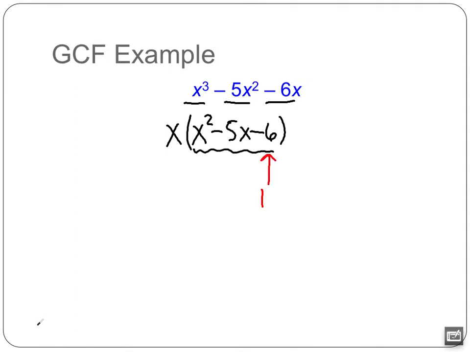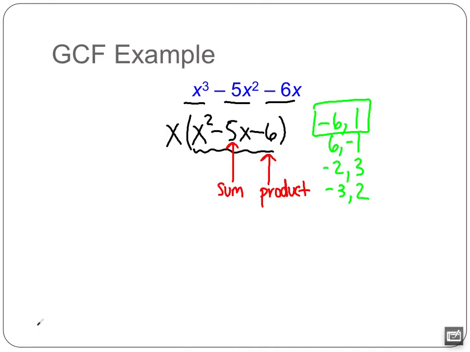We're looking for two numbers whose product is negative 6, so they multiply to negative 6, and whose sum is negative 5. Making a list of factors of negative 6, we have negative 6, positive 1, positive 6, negative 1, negative 2, positive 3, negative 3, positive 2. Because it's a negative 6, we need one negative, one positive. Here are the two factors that are going to multiply to negative 6 and add to be negative 5.